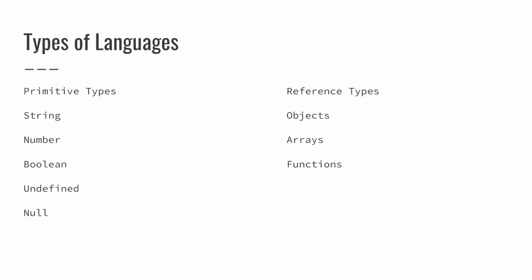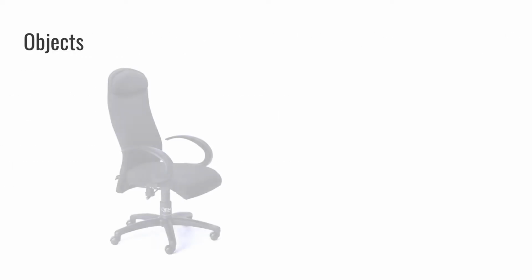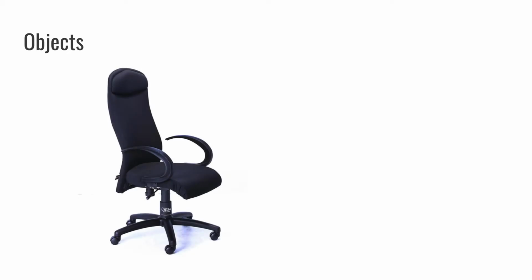So what is an object? An object in JavaScript or in any other language is similar to a real world object. Let's say we have a chair. It has certain properties like backrest, headrest, armrest. Similar to this, in programming languages, when we have multiple related variables, we put all these variables in a single object. So let's just get into the code and walk through it.